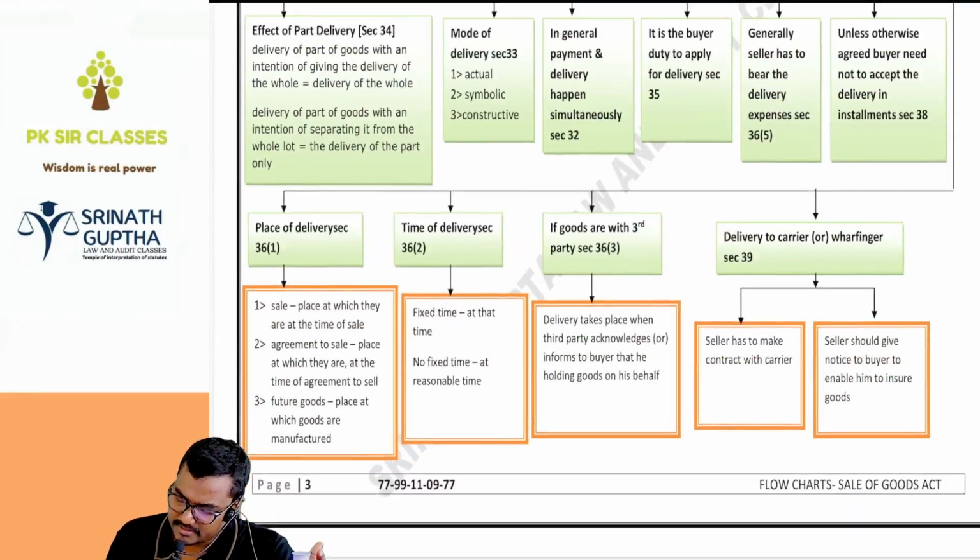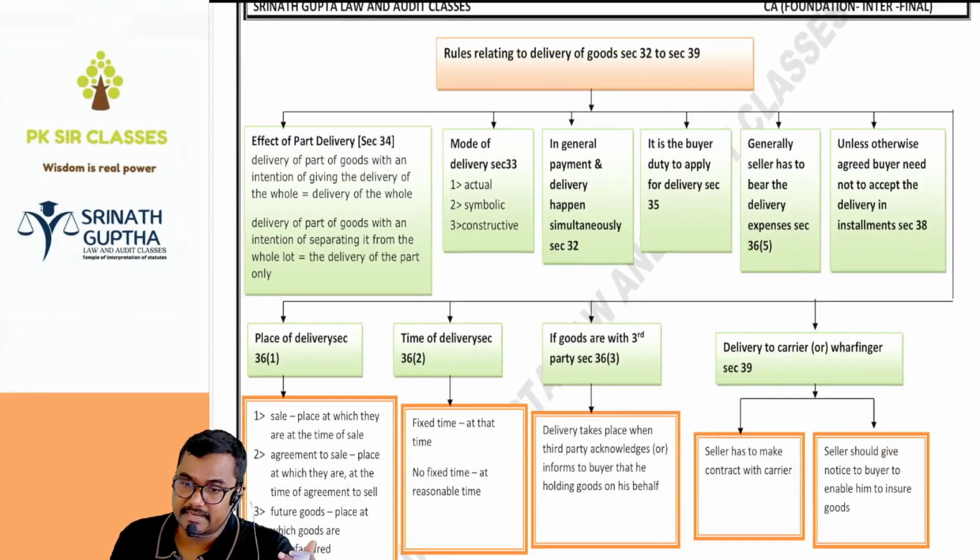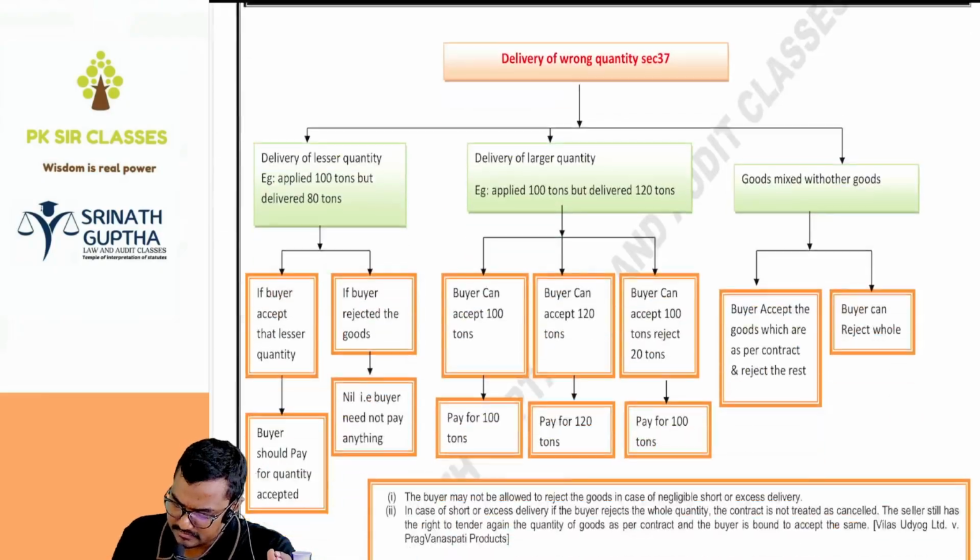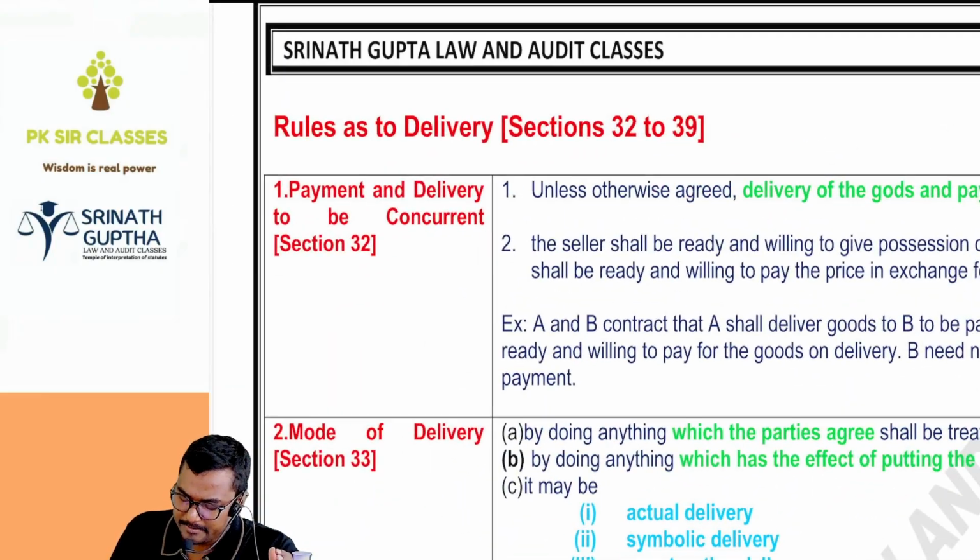That is also much important. Next, rules regarding the delivery. So we have nearly 10 to 11 rules, but we'll read the summary of the 11 rules one by one. First one is payment and delivery.